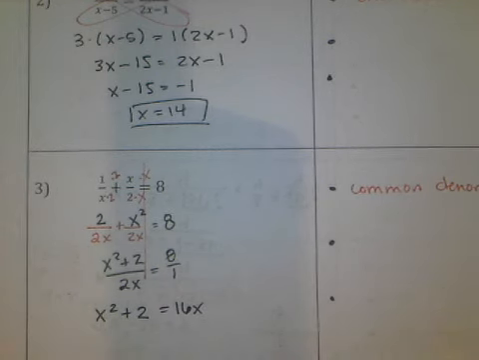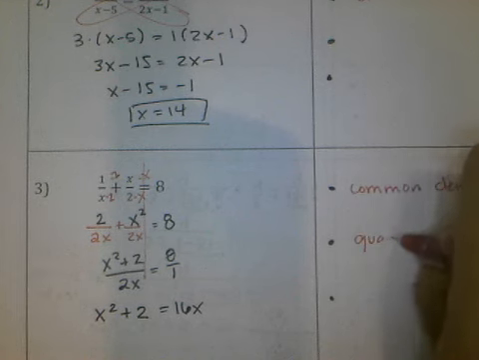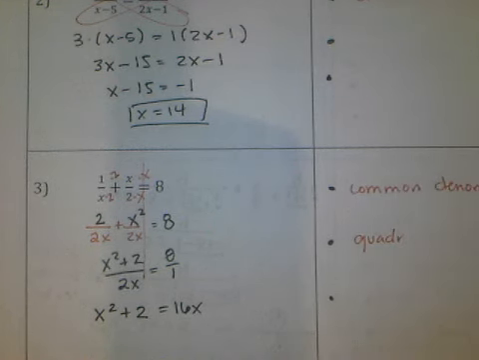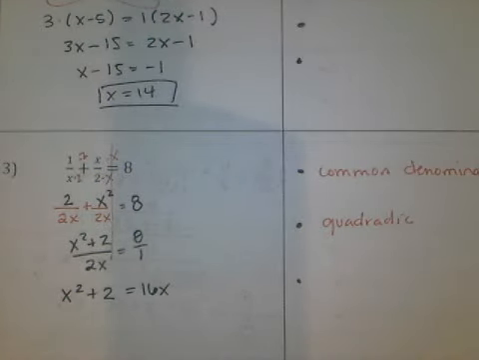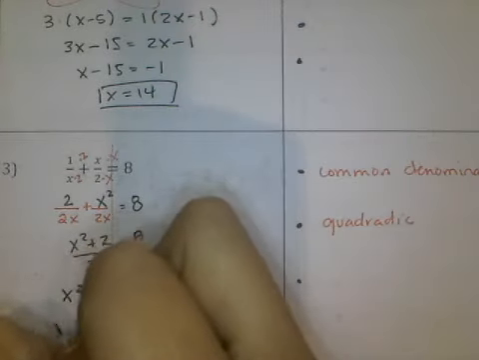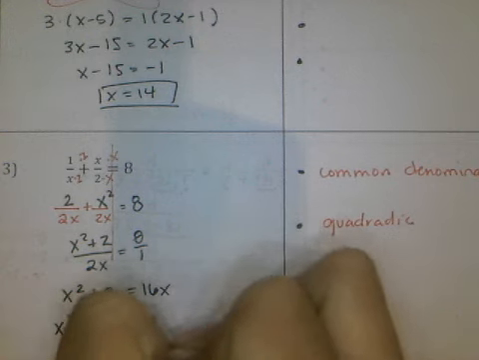This is a quadratic equation. Make sure that you use that word. We have now transformed a reciprocal equation into a quadratic, which means you probably expect to have two solutions. Before you can find them, you need to move everything to one side, which leaves you with x squared minus 16x plus 2 equals 0.